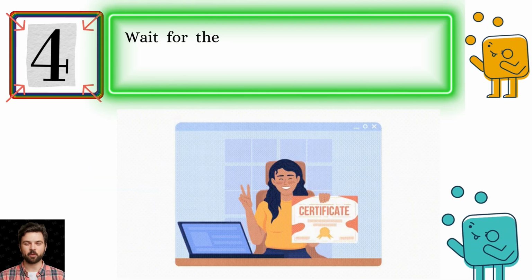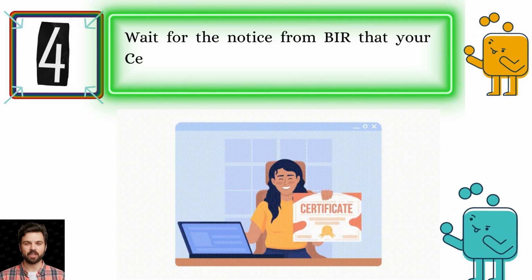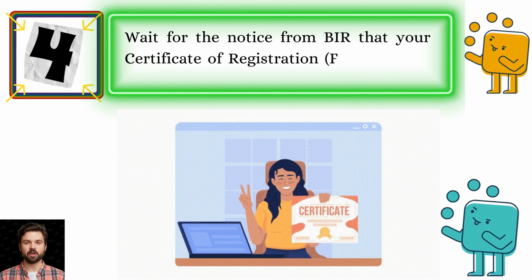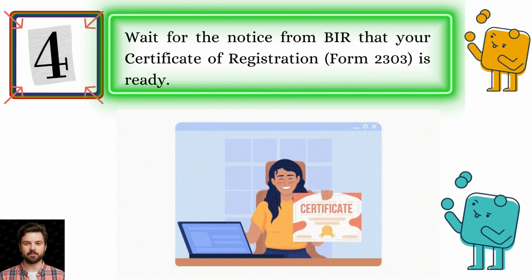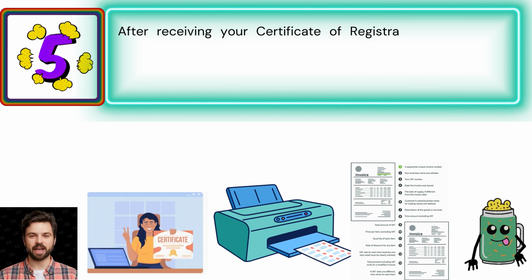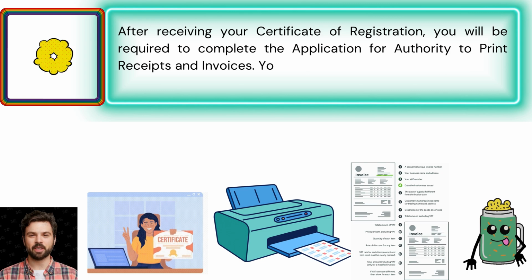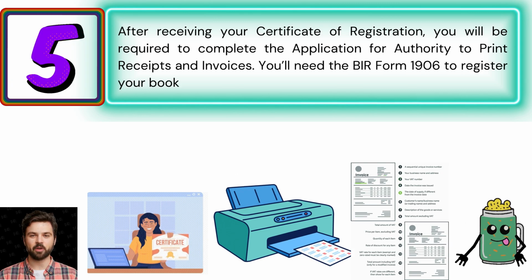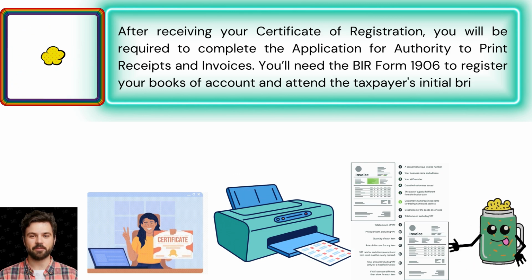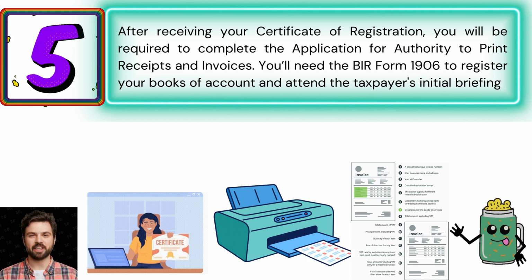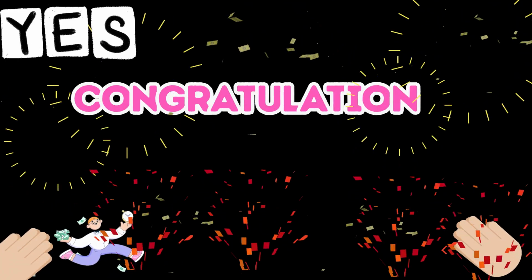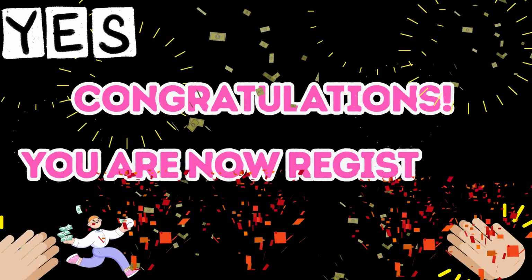Number 4. Wait for the notice from BIR that your Certificate of Registration, Form 2303, is ready. Number 5. After receiving your Certificate of Registration, you will be required to complete the application for authority to print receipts and invoices. You'll need the BIR Form 1906 to register your books of account and attend the taxpayer's initial briefing. Congratulations! You are now registered.